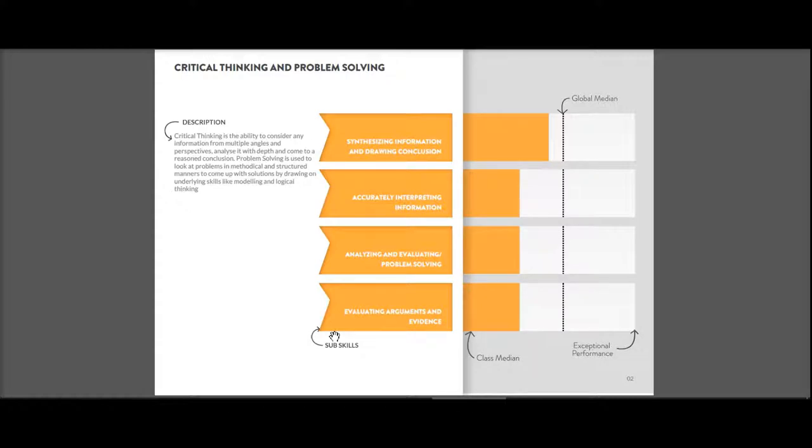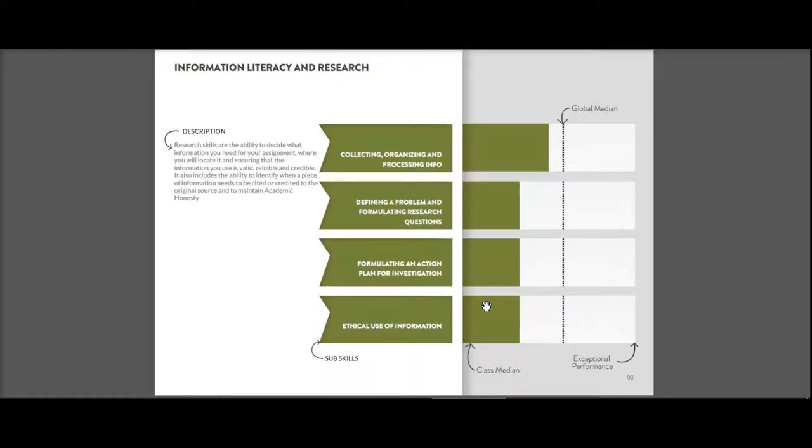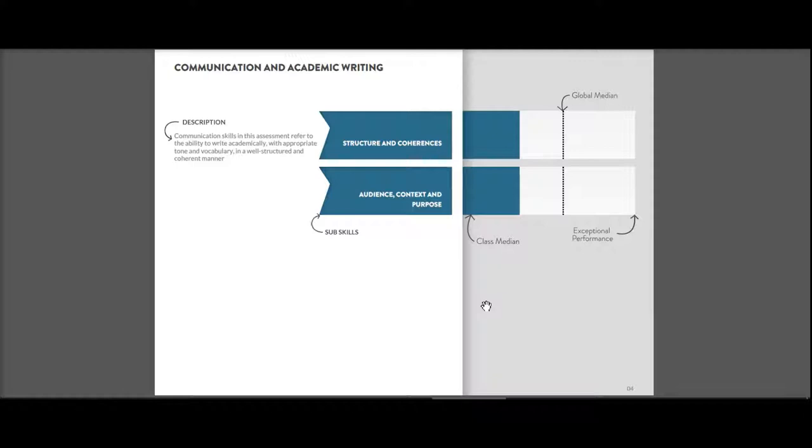That data is then broken up to show you, at a zoomed in level, how students are doing on various subskills within critical thinking and problem solving. Here you can see that students are strongest at synthesizing information and drawing conclusions. However, when it comes to these other three skills, they need more support. Similarly, that data is available for information literacy and research, as well as for communication and academic writing.